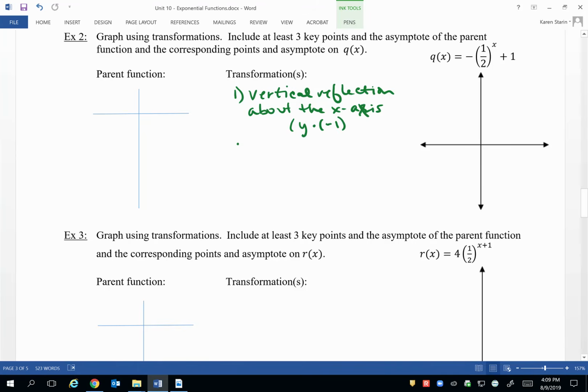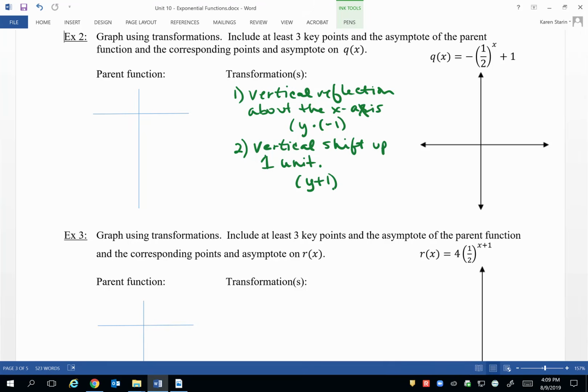And then our second transformation is a vertical shift up 1 unit. So we have two vertical transformations. So that just means every y value after we multiply by -1, we're going to add 1. Remember, when we do our transformation operations, we have to preserve the order of operations.